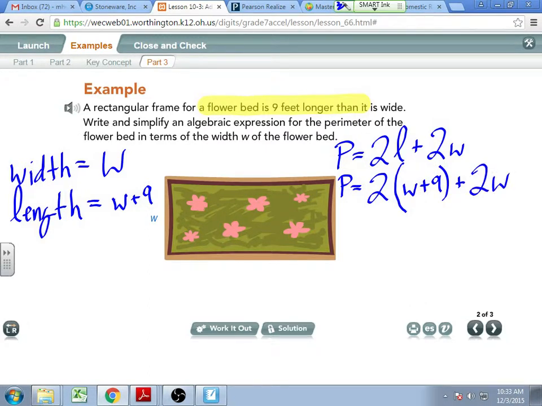2 times W plus 9, and 2W. Be careful to keep that 2 there. Then we have to do the distribution. Two times W is 2W. 2 times 9. And then we have another 2W at the end.